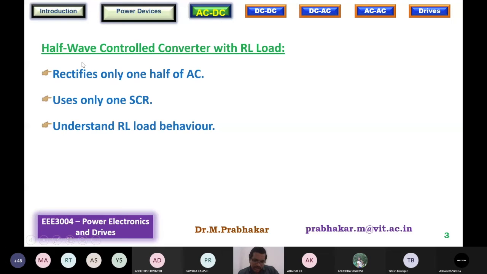Now, the important thing is you need to understand the behavior under the load conditions. When the load has RL, inductance, what is going to be the effect of inductance? That you need to understand. How does the SCR turn off, which is called commutation, etc. So the configuration is going to contain only one SCR because it is half wave. Right? So let us discuss this.